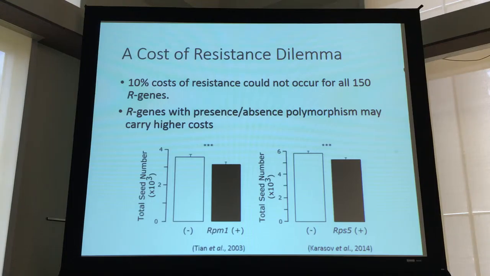And so to try and explain this, we hypothesized that one of the features of both RPM1 and RPS5 might help to explain the exacerbated costs of these loci. And that's the fact that both RPM1 and RPS5 are segregating for common presence-absence polymorphisms, where the susceptible allele is actually deleted. And this might exacerbate costs because the susceptible allele can carry no possible benefit of resistance, no additional resistance specificity, and it also can't carry any costs of misexpression or misactivation.